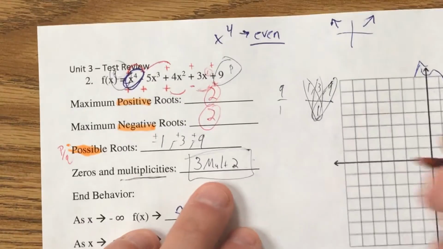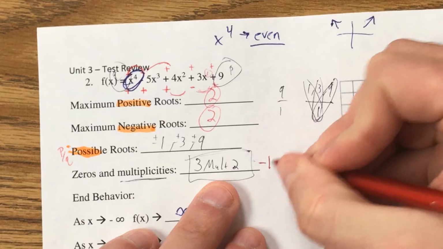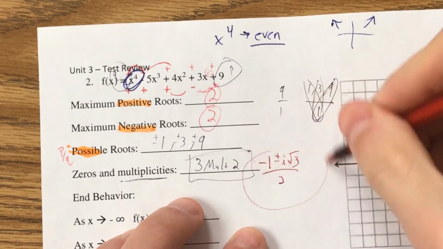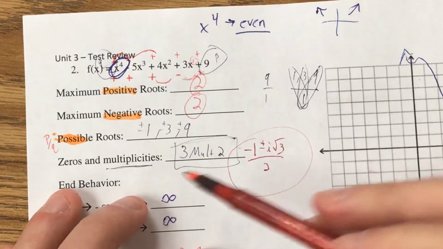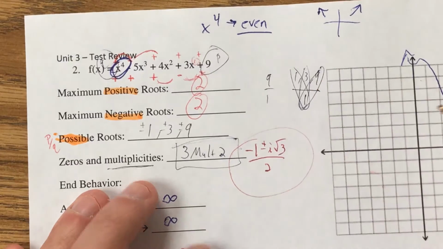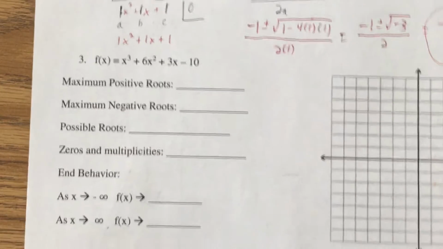So I'm just going to go over here and write them down. Negative 1 plus or minus i root 3 over 2. Since these are not actual zeros, there is no multiplicity, so you don't need to talk about it. And that's it. Okay. Next problem.